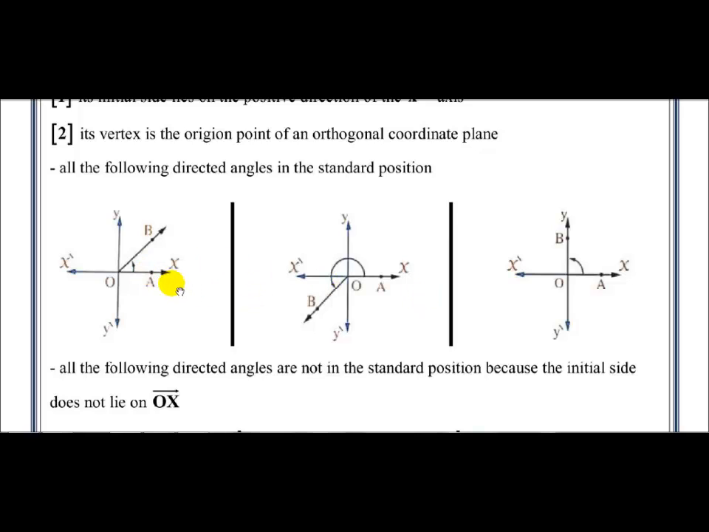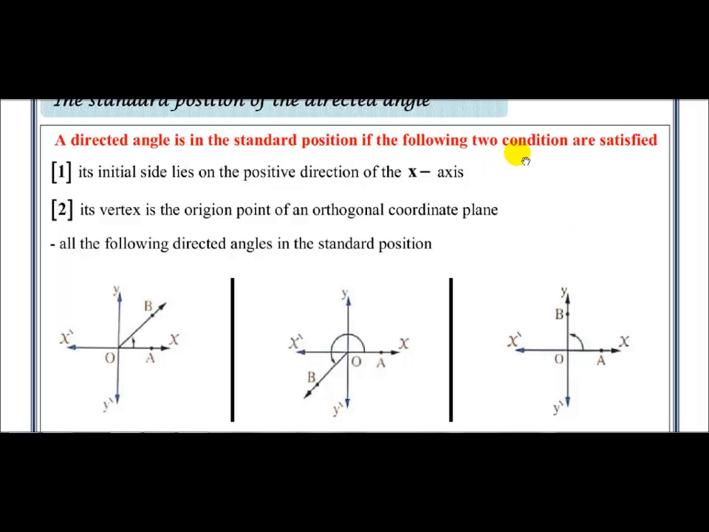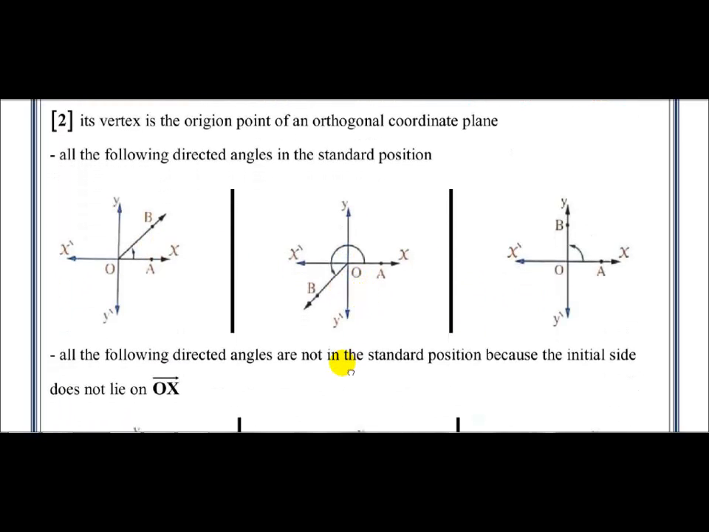What is my second condition? Do you see the vertex? The vertex here is the origin point, at point (0, 0). The vertex is at the origin. So for any directed angle that satisfies the two conditions, its initial side lies on the positive direction of the x-axis and its vertex is the origin point of the orthogonal coordinate plane, then this directed angle is in the standard position.